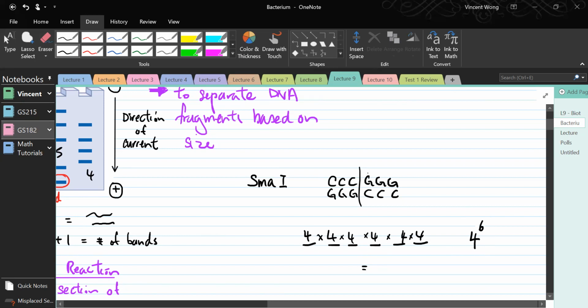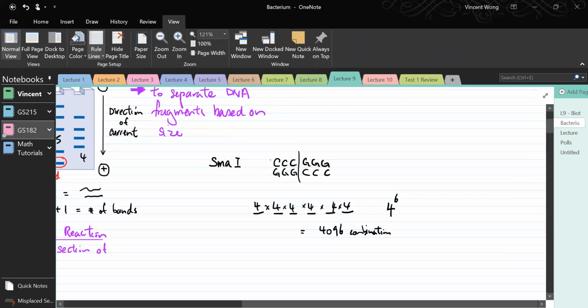So 4 to the 6 is like 4,096 combinations. Okay, so what I'm saying in the video when I say 4 to the 6, I'm saying if the DNA sequences are completely random, then something like this, you would expect it to show up once every 4,096 nucleotide bases. That's what it means. Okay, so statistically speaking, right?